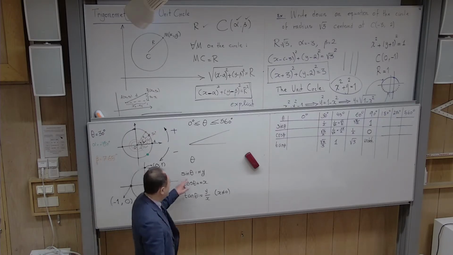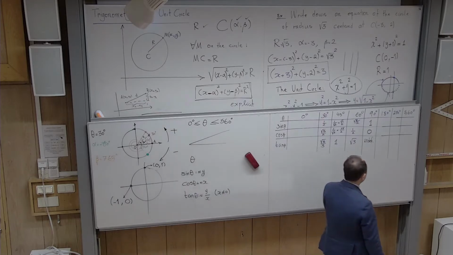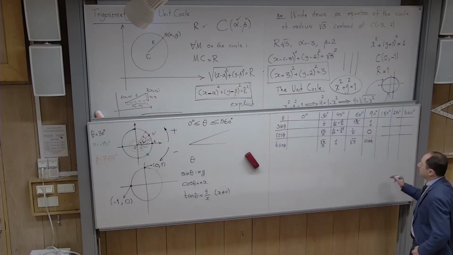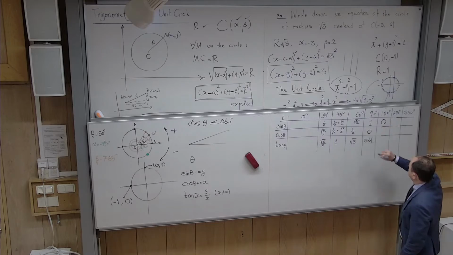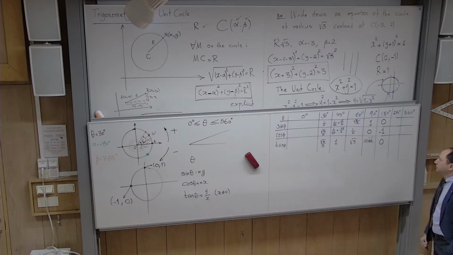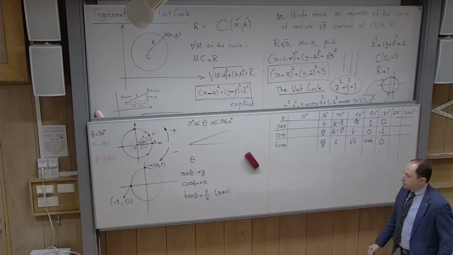And then I ask you, what is sine of theta? It's the Y coordinate, which is 0. And then the X coordinate? Minus 1. And then you divide this number by that number, which is again 0, because 0 is in the numerator. So this is 0. Okay, one more.